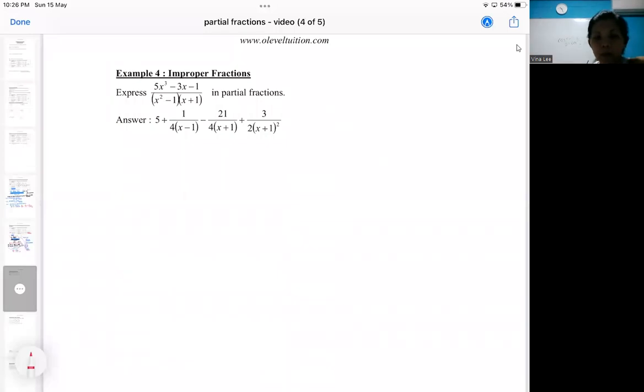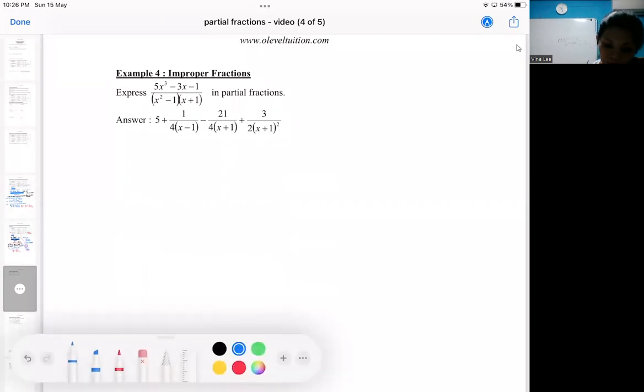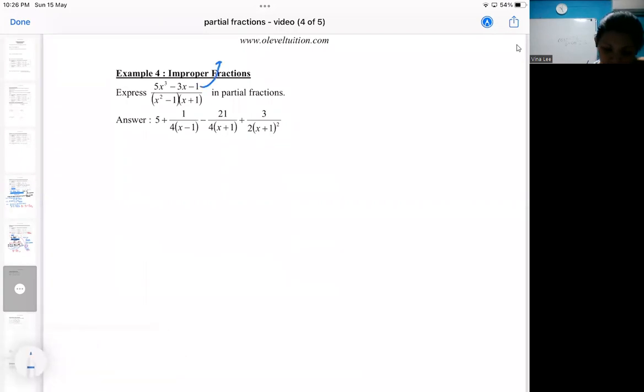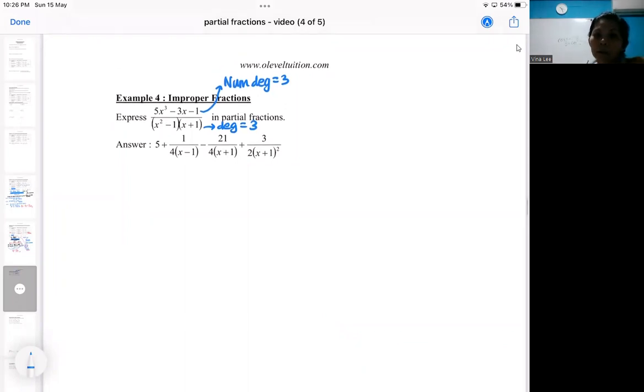So we come to the situation where it is an improper fraction and we cannot change it to partial fraction because it's not a proper fraction yet. So let's recap. Look at the numerator. The numerator degree is a 3. The denominator is also a degree 3. That's why this is an improper fraction.